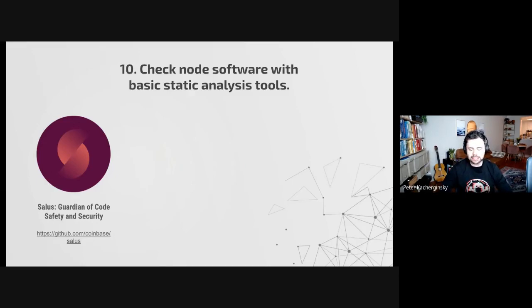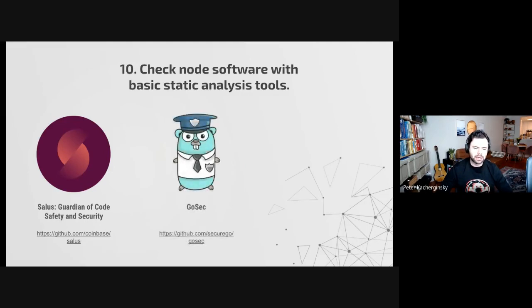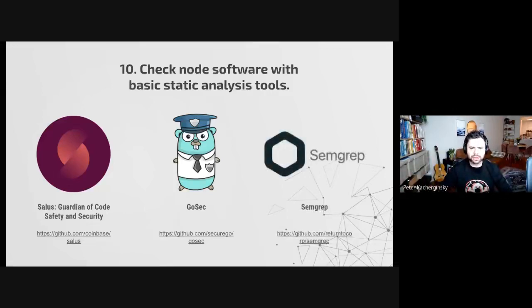The Salus project supports a variety of different languages, from Go to Ruby and so on. GoSec is excellent if you're just running Ethereum or other Golang-based nodes. In fact, Salus runs a variety of open source projects and just creates a wrapper for them, and GoSec is one of them. For all the other projects, you have something like SemGrep, so if you have C code to analyze and so on, you can use that as well.